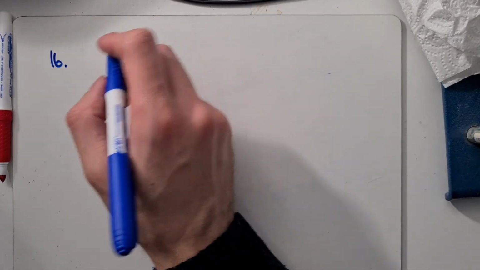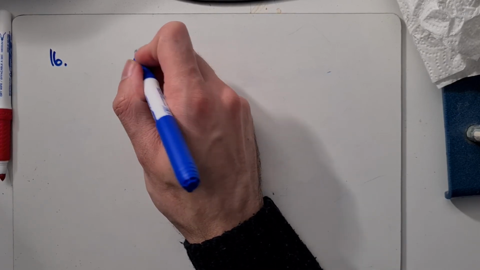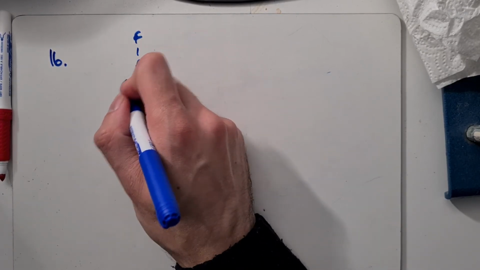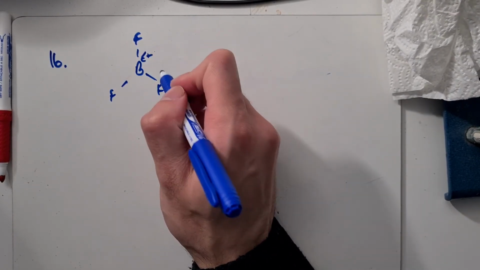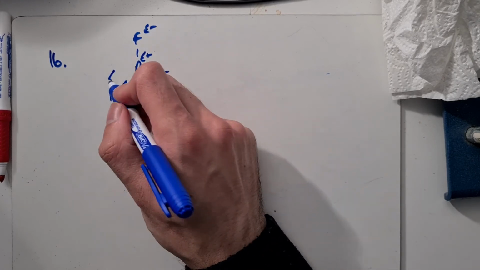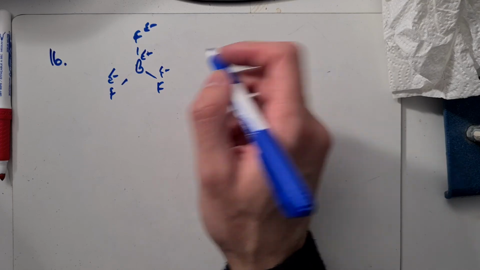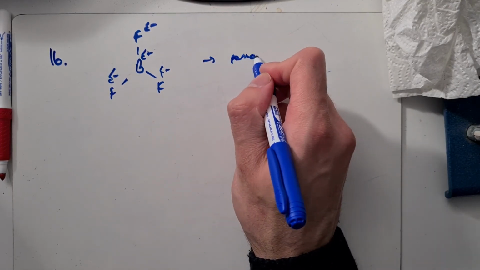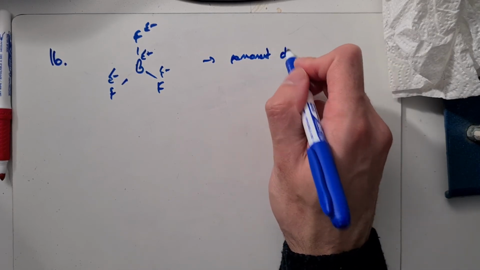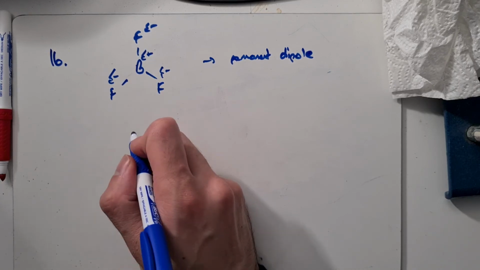16, we have a look, which molecule has the strongest intermolecular forces? So we've got BF3, which is going to have strong permanent dipoles. Fluorine, very electronegative, boron, not that electronegative. So, permanent dipole. So the second strongest of the intermolecular forces. H2S.